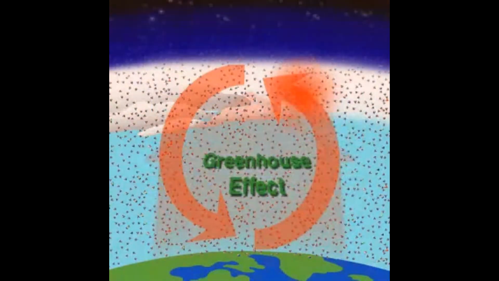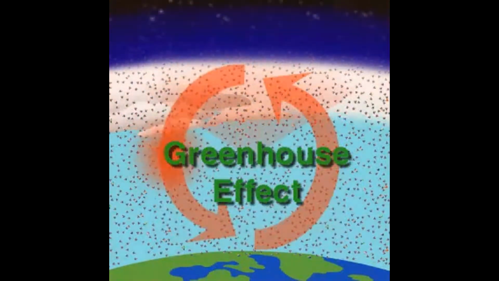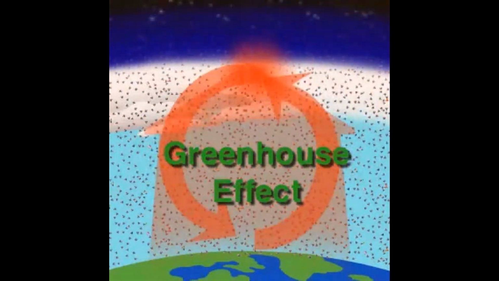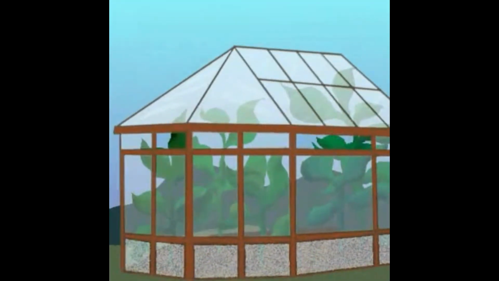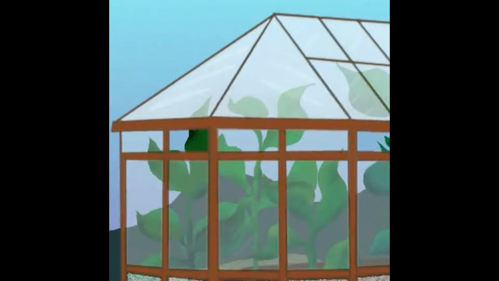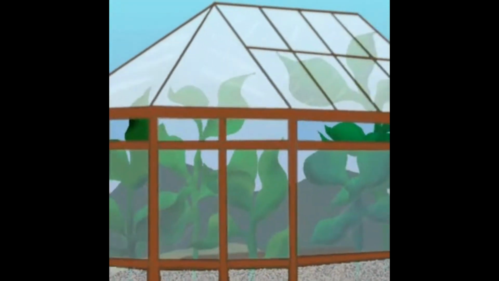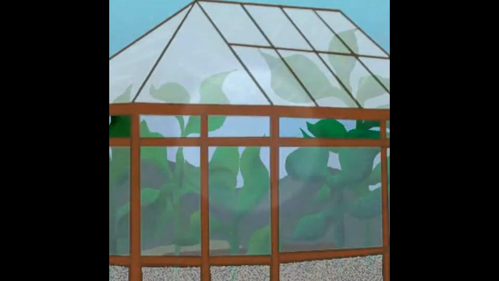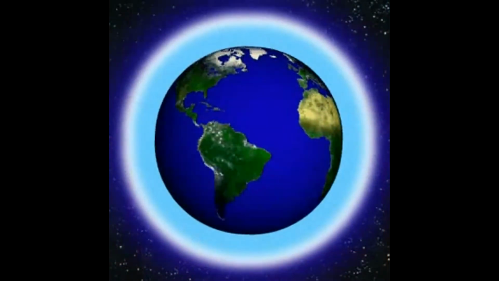Effect known as the greenhouse effect. This phenomena is known as the greenhouse effect because, like the glass in a greenhouse, the atmosphere traps some of the energy beneath it. The greenhouse effect produces a warmer climate on Earth than would be possible without an atmosphere.